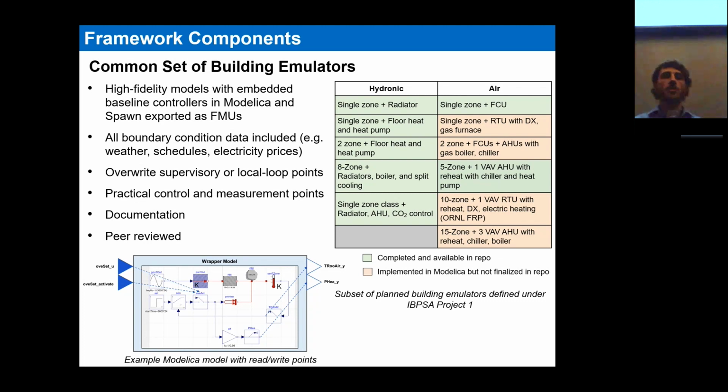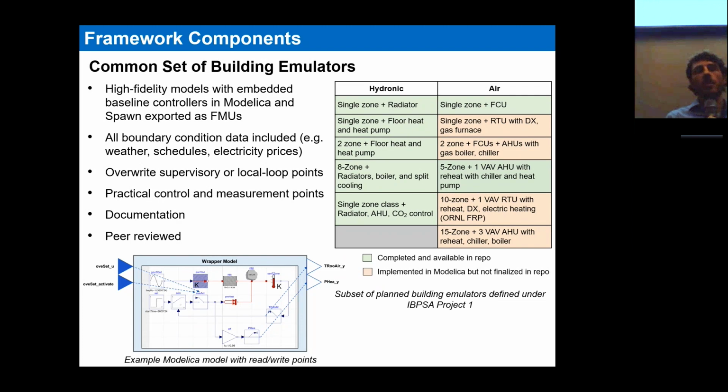We enable the ability to override models at both the supervisory or local loop control points. So you can override set points, for instance, zone temperature set points or static pressure set points or things like that. Or you could override fan speed directly if that's what your controller requires. We try to make the control and measurement points available to a user practical. So for instance, you wouldn't get unrealistically available measurements, like internal wall temperatures or something like that, that a controller wouldn't normally have access to.